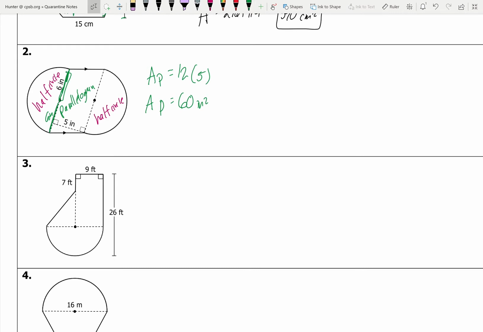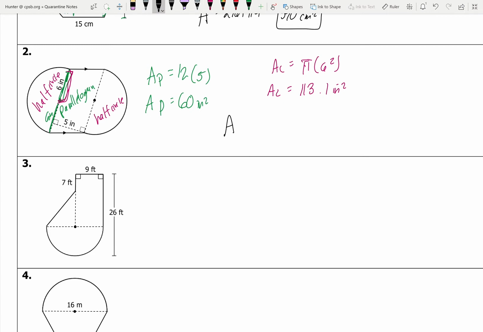Now, for my circle, since I have 2 halves, I can just find the area of a full circle. So this 6 inches right here represents the radius of the circle. That's all I need to find the area. Just pi times 6 squared, which is approximately 113.1 inches squared.